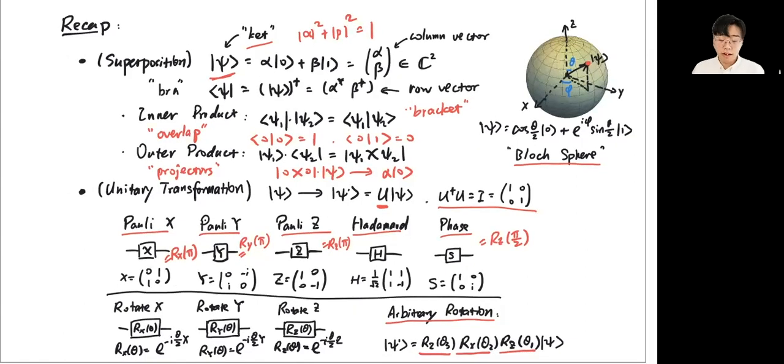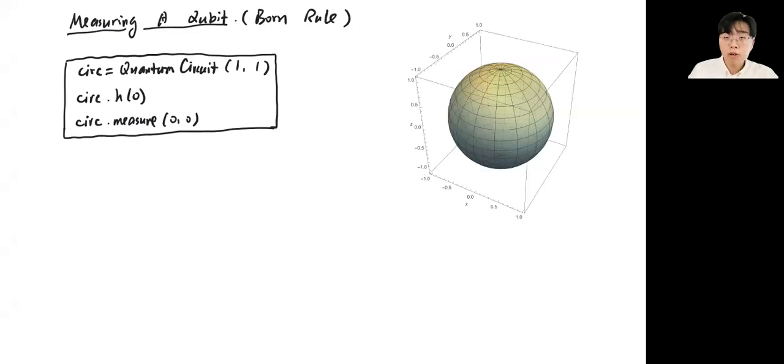Great. So in today's lecture, we are going to learn the other two principles of quantum computation, namely what happens if we measure a qubit and how to represent a system with multiple qubits. So let's get started. What happens if we measure a qubit? Well, let's use this simple quantum circuit to illustrate the measurement process. The first line of the quantum circuit is for initialization.